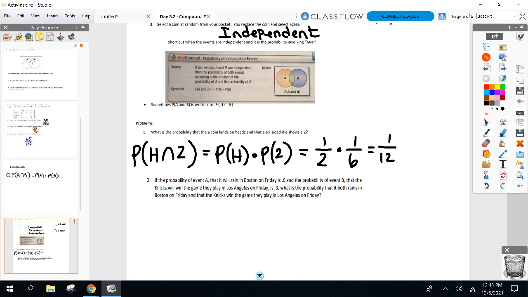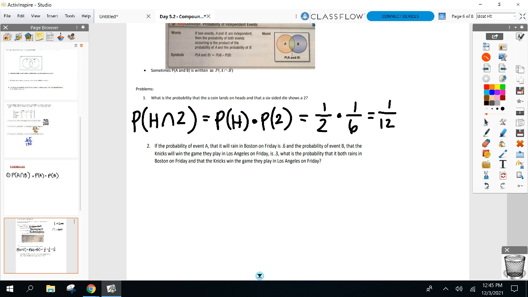All right, now let's go here. Here's what I'm talking about. No diagrams, no tables, and you can't list out all your options. But I'm still asking for an and probability. Okay, it's going to rain, 0.6. Don't get freaked out. Probability can be a decimal. That's just what? 60%. That's all that is, 0.6. And then I got another event that the Knicks will win in Los Angeles on Friday is 0.3.